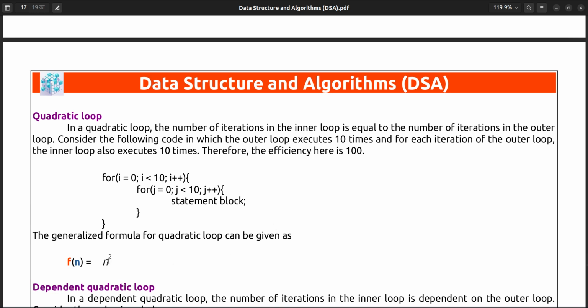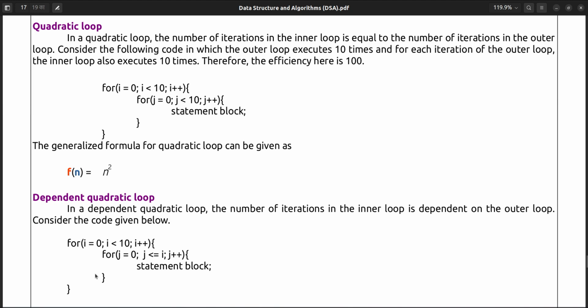So you can give n square. Quadratic loop means the inner loop and outer loop have the same number of iterations. If it is a different number of iterations, then you can directly multiply n into x, you can give like that. But if it is the same number of iterations, then that is a quadratic loop, and for a quadratic loop the complexity will be n square. Okay, next one is the dependent quadratic loop.